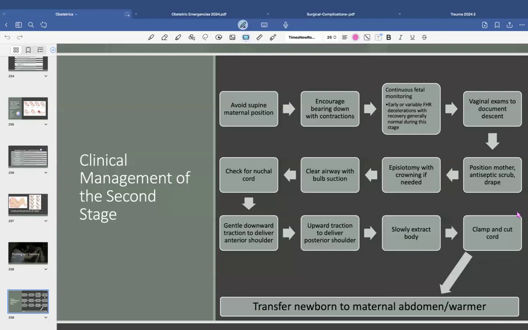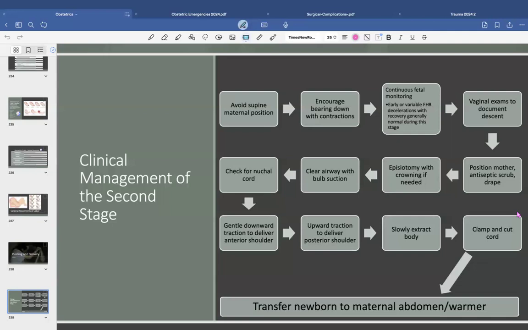So from vaginal to the descent, we're going to talk about positioning the mom, getting her ready with antiseptic scrub or drape, and episiotomy with crowning if needed, which means if there's not enough room, you might have to do a small incision to open that up. We're going to clear the baby's airway with a little suction. We're going to look at this in the picture.